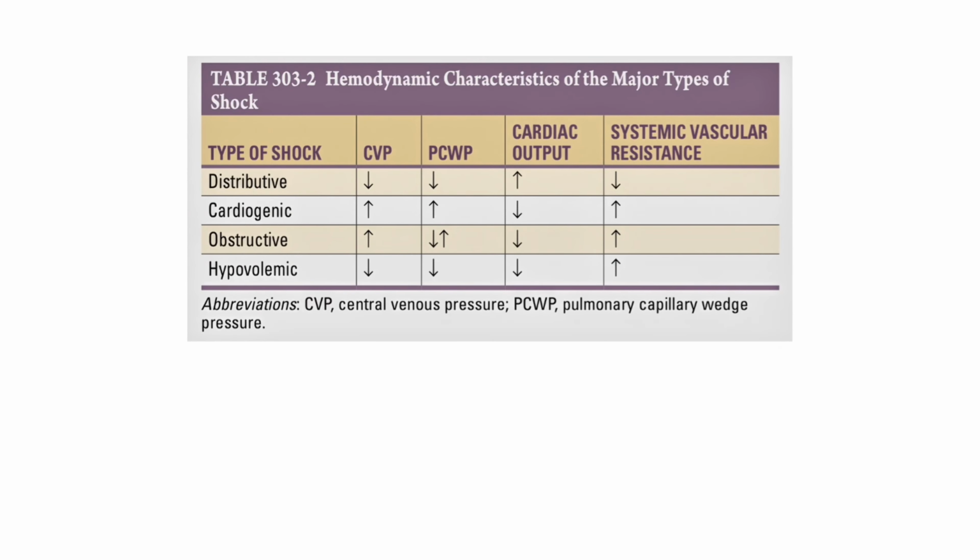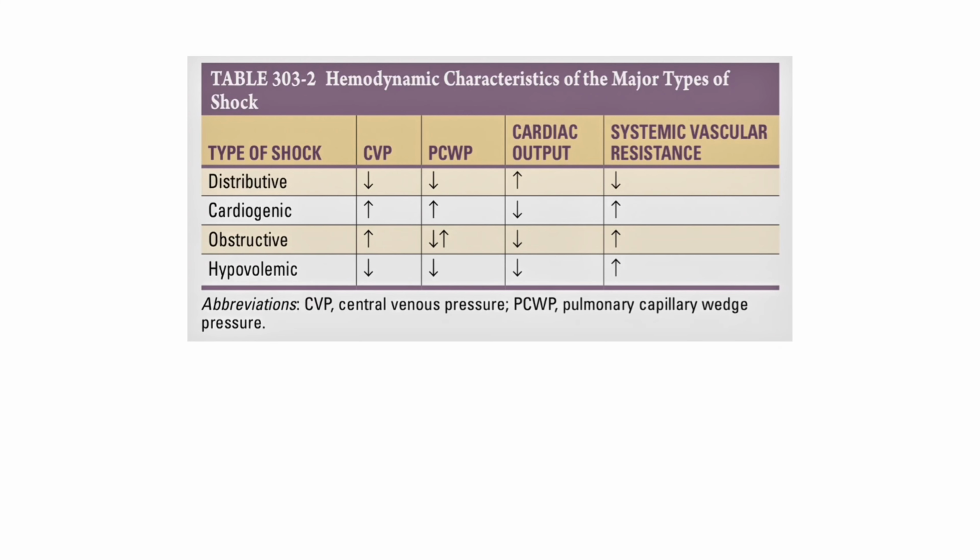This is the table of hemodynamic characteristics straight from Harrison. It looks a bit confusing, but trust me, it isn't. Now, see, there are 4 parameters for this: central venous pressure, pulmonary capillary wedge pressure, cardiac output, and vascular resistance. Now, we have to remember only 2 parameters out of these. First is cardiac output and second is central venous pressure.